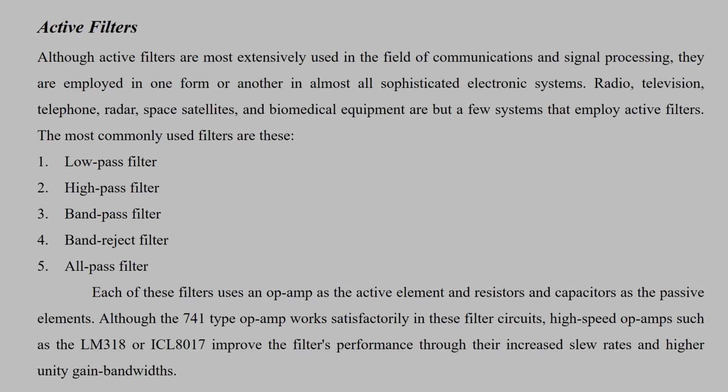Each of these uses an op-amp as the active element and resistors and capacitors as passive elements. Although the 741 op-amp works satisfactorily in these filters, high speed op-amps such as LM318 and ICL8017 improve the filter's performance through their increased slew rate and higher unity gain bandwidths.